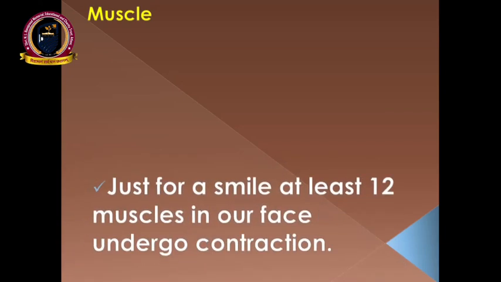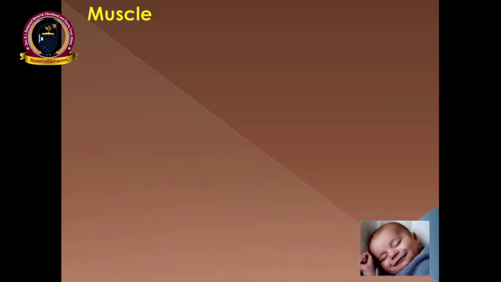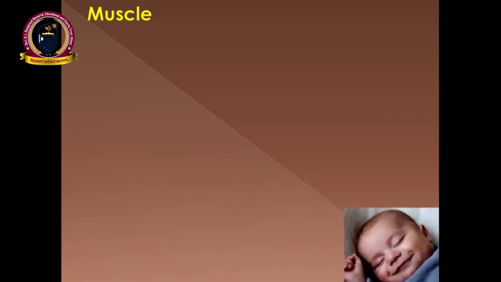Just for a smile, at least 12 muscles in our face undergo contraction. Think about just a smile. If you are just smiling, at least 12 muscles in your face are undergoing contraction. So that is the baby smiling there.